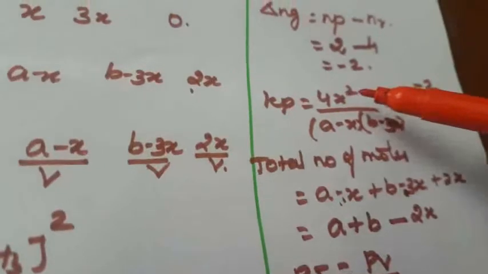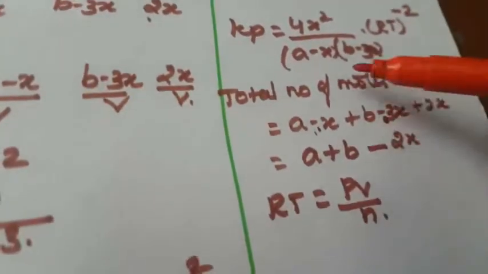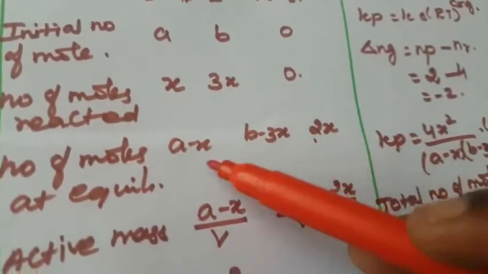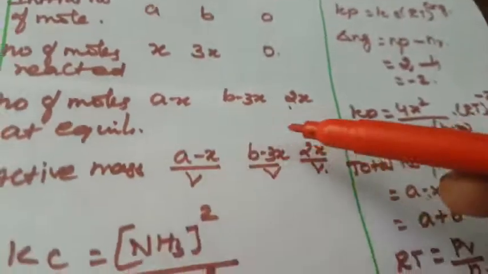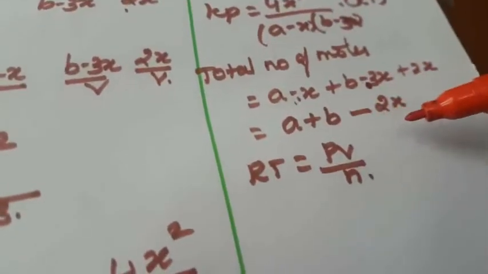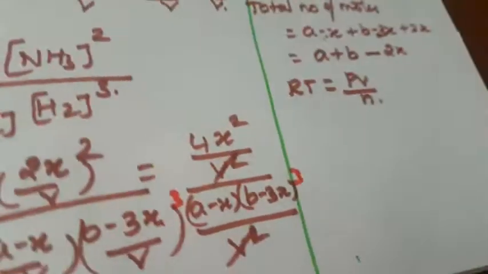Kp is equal to 4x square over a minus x, b minus 3x the whole cube, into RT to the power. What is RT? Number of moles: how to calculate the number of moles? You are adding the number of moles at equilibrium, a minus x plus b minus 3x plus 2x, so that is a plus b minus 2x. What is the RT value? PV by N. Now you substitute all the values in this equation.